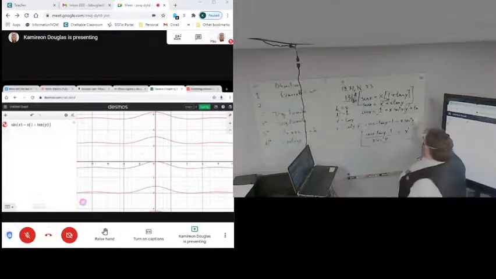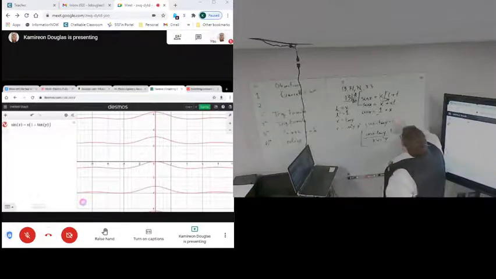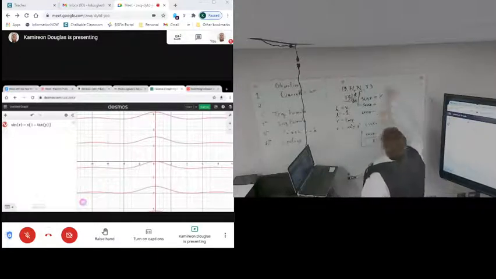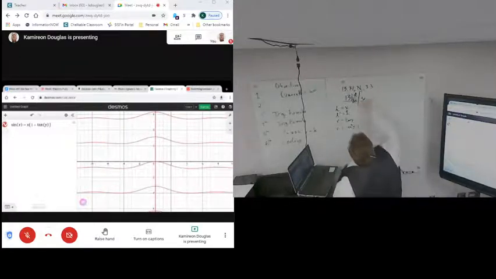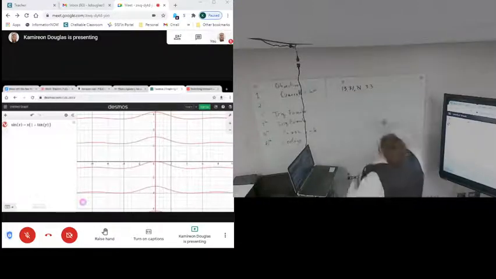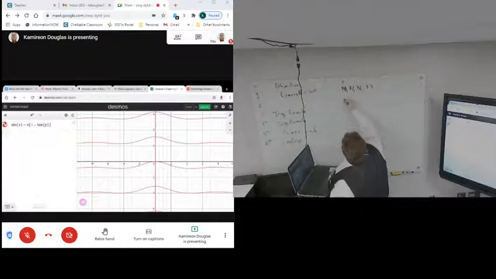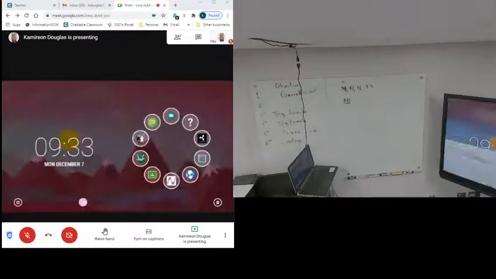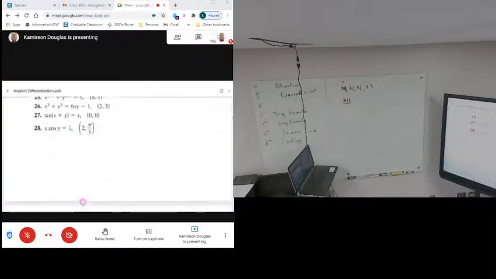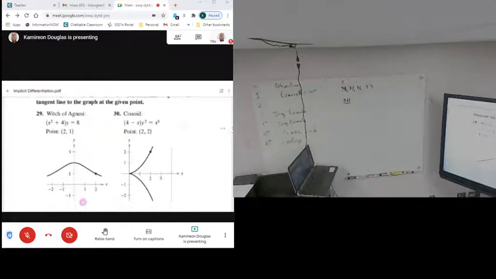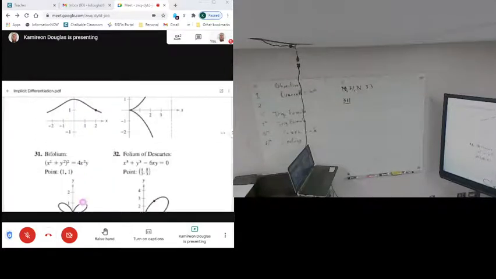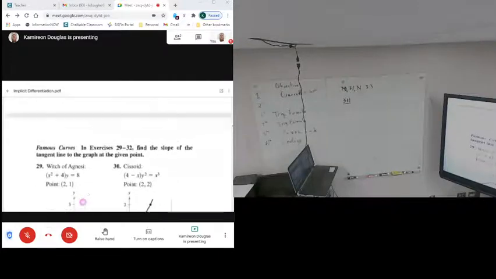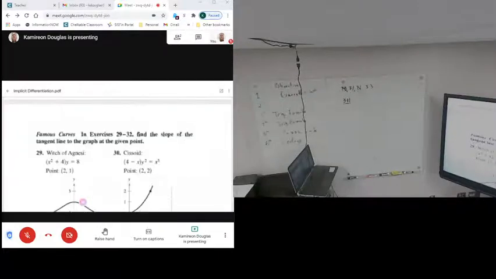Number 31. This one is our first one, I believe, that involves using a tangent line. So let's take a look at it. Let's go to 31. It's the first one involving, yes. All right, we are supposed to find the slope of the tangent line to the graph at the given point.